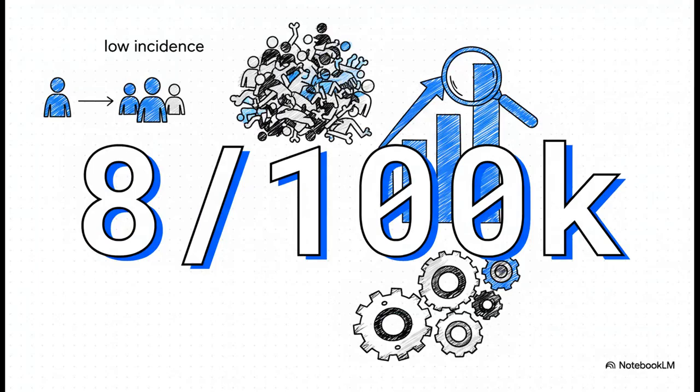Let's put some numbers on this to ground ourselves. The overall incidence is pretty low, right? About 8 per 100,000 trauma patients. But, and this is a big but, in polytrauma, that number can skyrocket to as high as 15%. So what does that tell you? The sheer burden of the injury is a massive, massive risk factor.